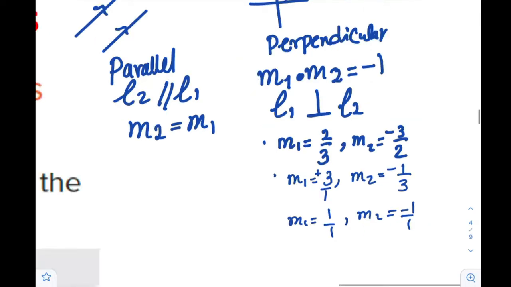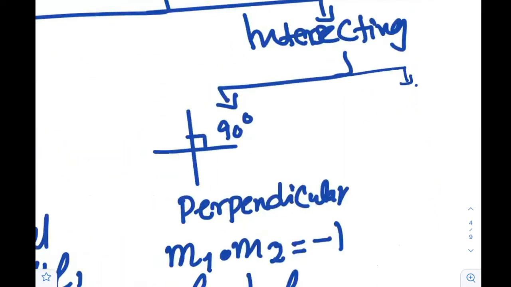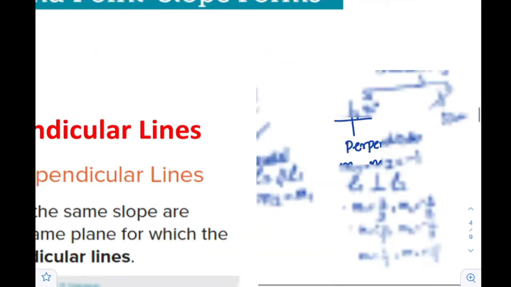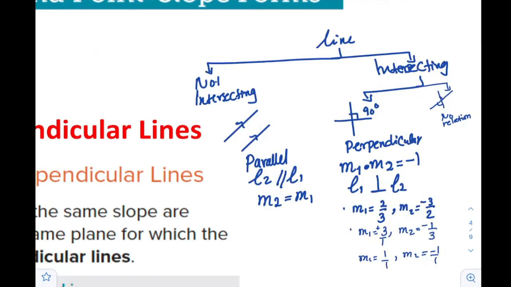The third case is when they are intersecting but at any angle other than 90 degrees, like 30, 40, 50, 60, even an obtuse angle. So no relation between the slopes, we cannot predict it, unless they are inverses, which you will take next lesson. In this case there is no relation between slope 1 and slope 2. Our objective in this lesson is to write the equation of parallel and perpendicular lines. We are only focusing on these cases.